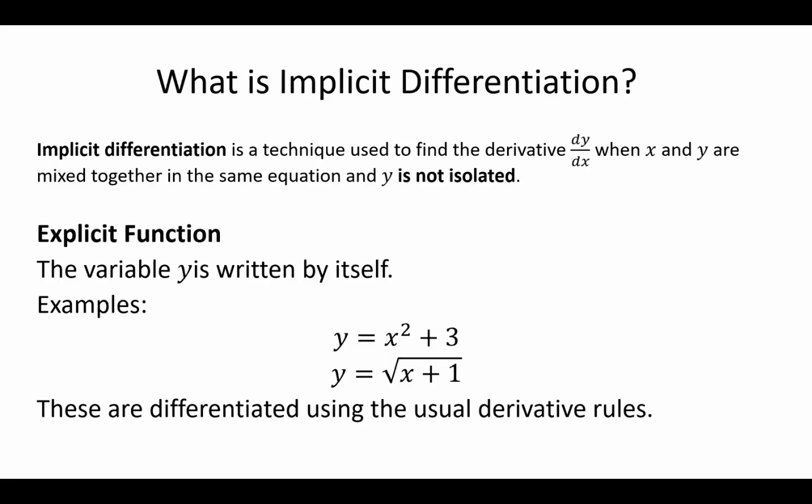So implicit differentiation is something that we use when y cannot be solved explicitly. So when you cannot isolate y, or y is not isolated. So an explicit function would be, for example, y equals x squared plus 3, because the y is explicitly defined as x squared plus 3. Or another example of an explicit function would be y equals the square root of x plus 1.